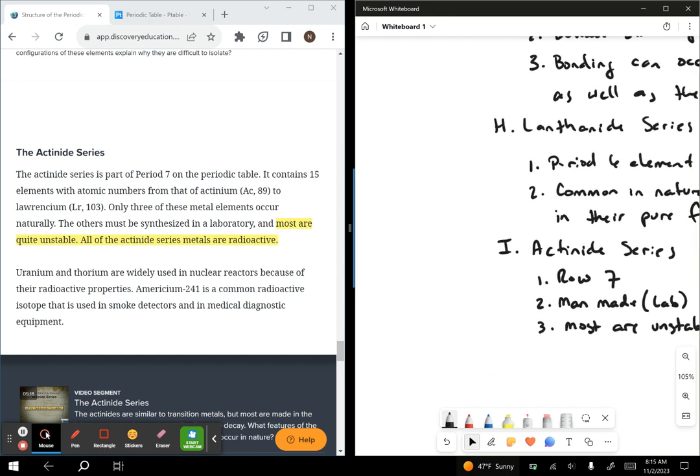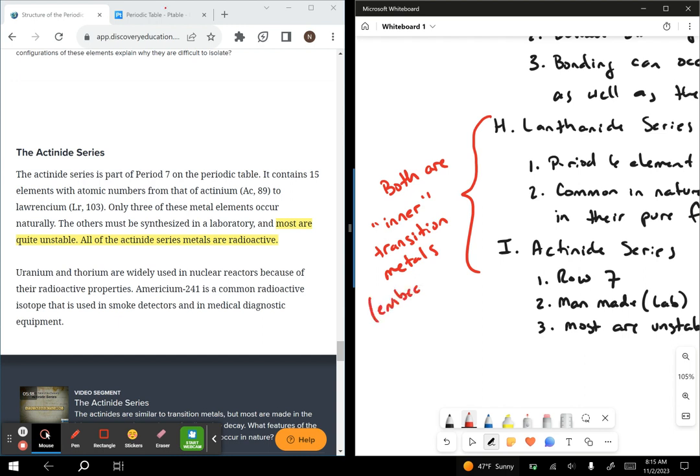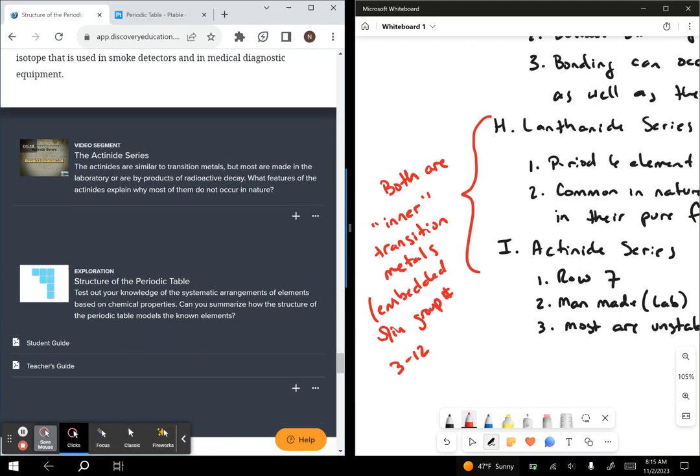So maybe we should just go ahead and take this and we'll say both are inner transition metals. Okay, they're both embedded in group numbers 3 through 12. Okay. And let's see, have we basically addressed all those?